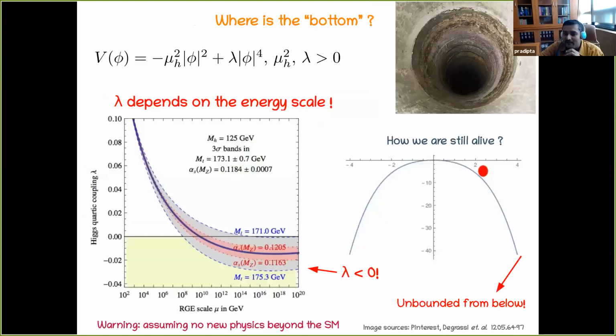The second problem is that, if you remember the Higgs potential, you have a quadratic term and you have a quartic term. Of course, our starting assumption was that both these quantities are positive. Now it turns out, surprisingly, if you try to plot this lambda parameter along with the energy scale, this RG is the renormalization group. That is something that's way beyond your understanding level as of now, so I'm not going to get into the details.